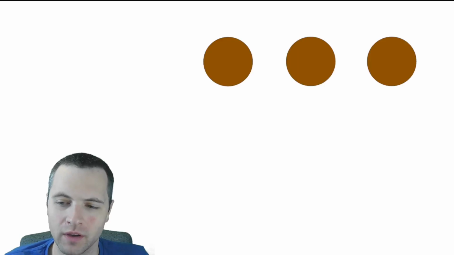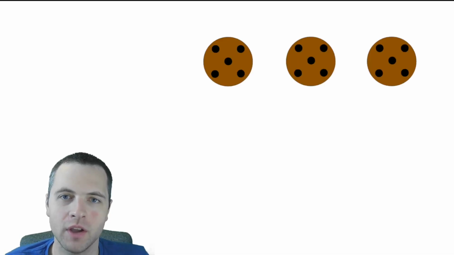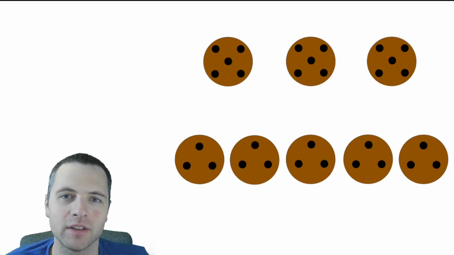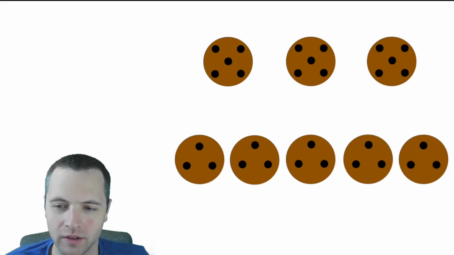You have 3 cookies that each have 5 chocolate chips. Your friend has 5 cookies that each have 3 chocolate chips. It is a guarantee that you two have the same amount of chocolate chips. Why is that? Let's find out.